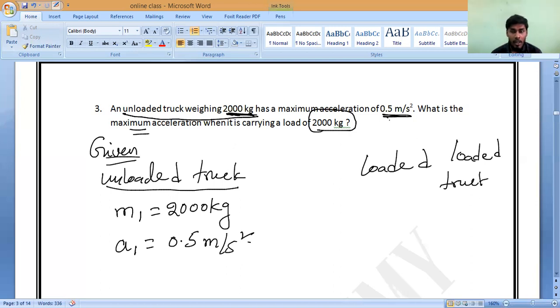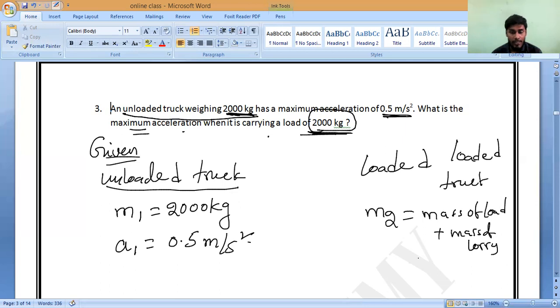That is. Next, what is the maximum acceleration when it is carrying a load? Load in the sense of loaded lorry. What is the mass, Ra? When it is loaded, mass of load plus mass of lorry. Correct or not? That is what you should remember. Mass of load plus mass of lorry, because it is a loaded lorry. And this is the empty lorry, the unloaded lorry.